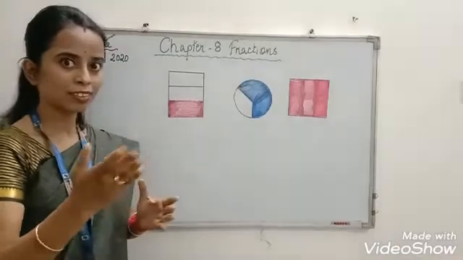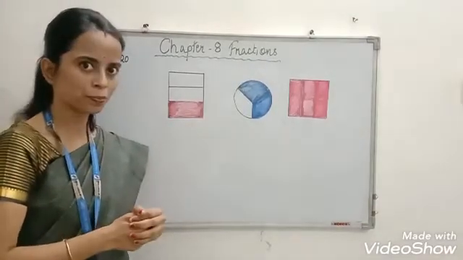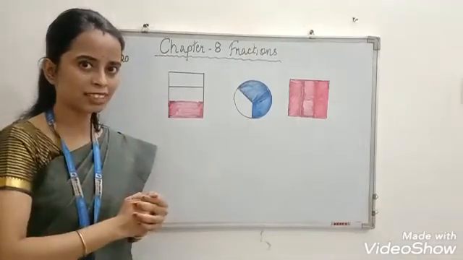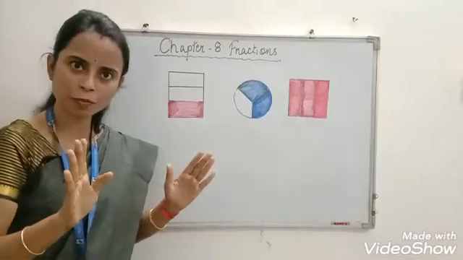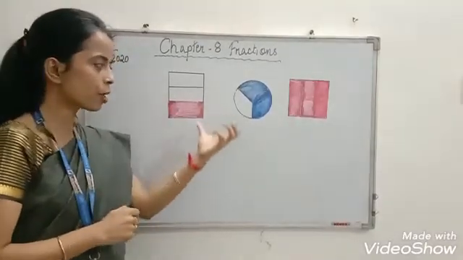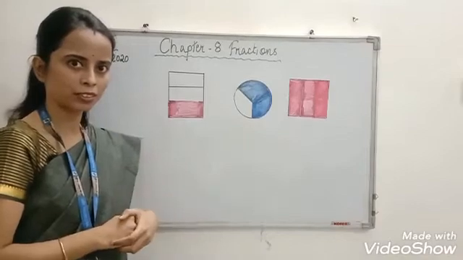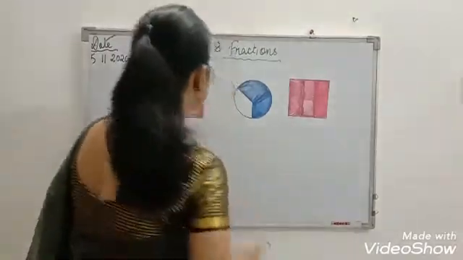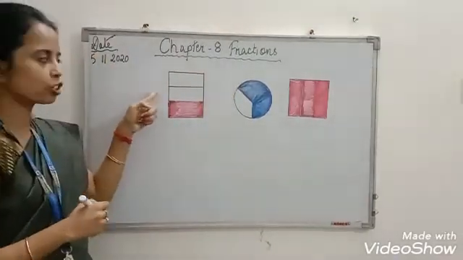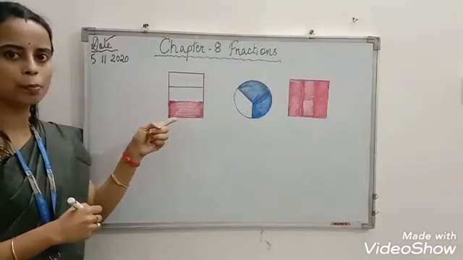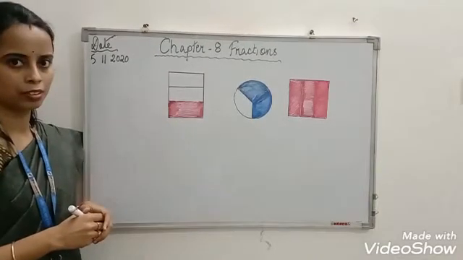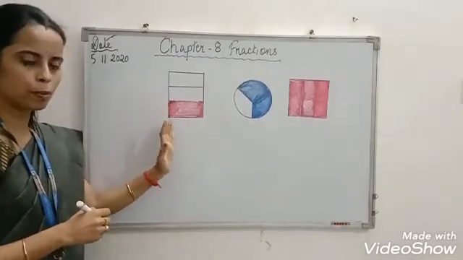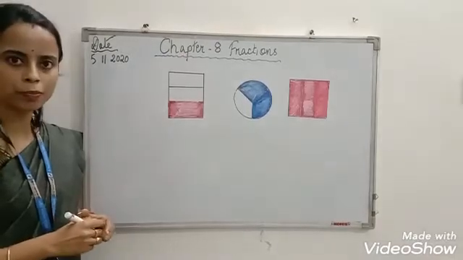So, already you have learned about fractions, how to write a fraction. Yes, two terms are there. Now, how are you going to represent the colored fraction? So, let's start. First one, you see, the shape is divided into how many parts? 3 parts. Alright? Out of 3 parts, how many parts are shaded?